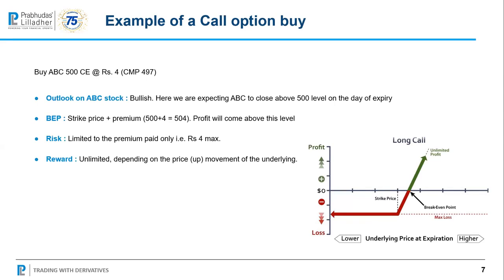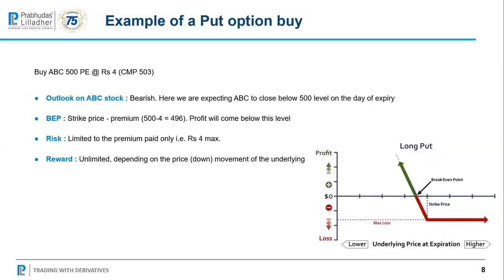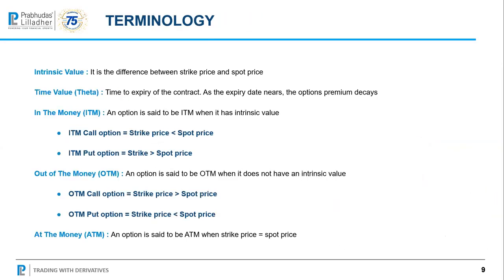Let's say you are bullish on a stock, say ABC, and you are buying a 500 strike, with the stock trading at maybe 502, 503. So you want to participate. What do you do? You buy a 500 call strike, maybe trading at 4. So your CMP is likewise. This is how you participate in the market.